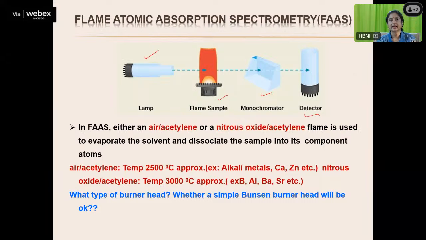In flame AAS, you will use either an air acetylene or a nitrous oxide acetylene flame, because to produce a flame you require an oxidant and a fuel. In the case of air acetylene, air is the oxidant carrying the oxygen, and the fuel is acetylene. With nitrous oxide and acetylene, the oxidant is nitrous oxide. These two types of flame are used in atomic absorption spectrometry.